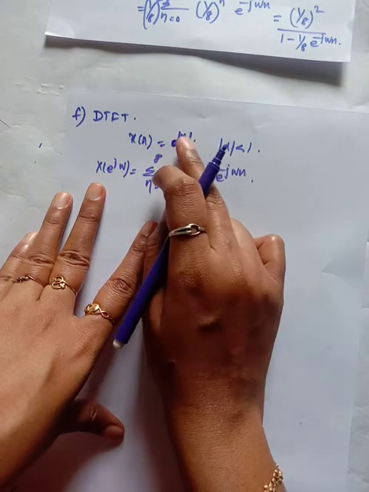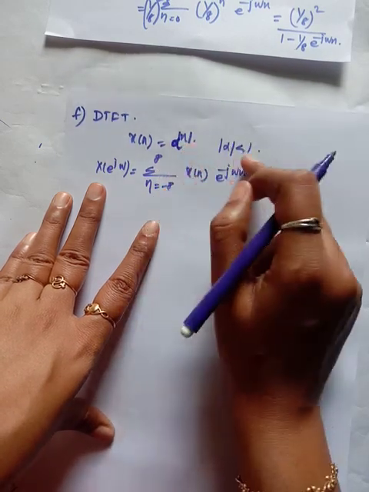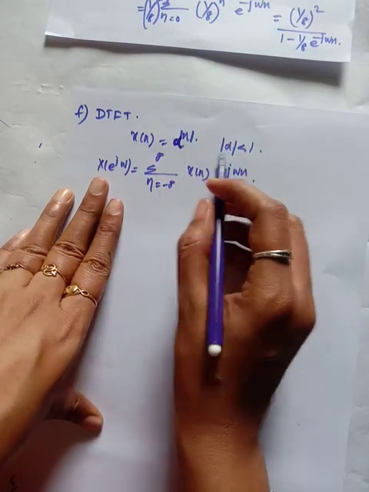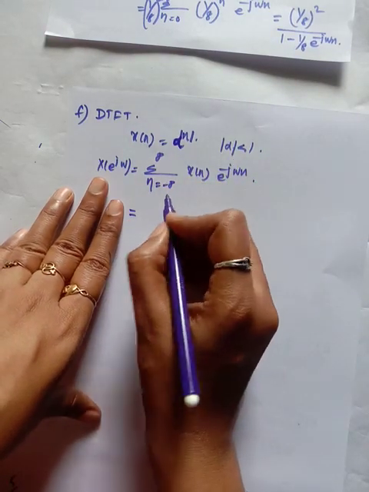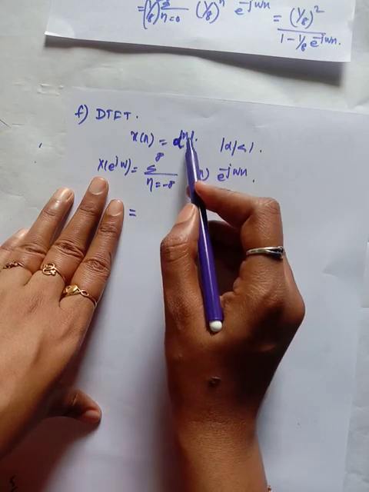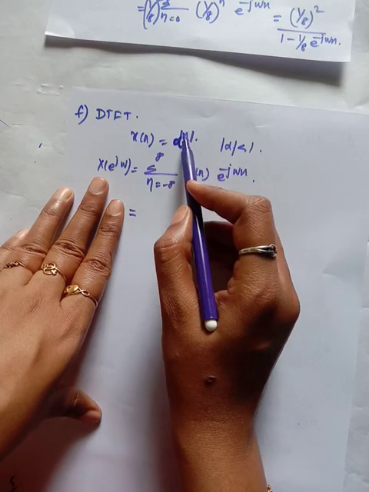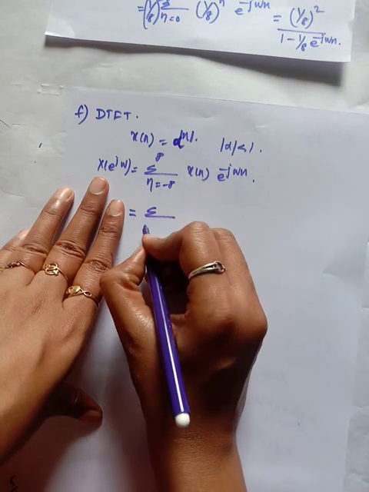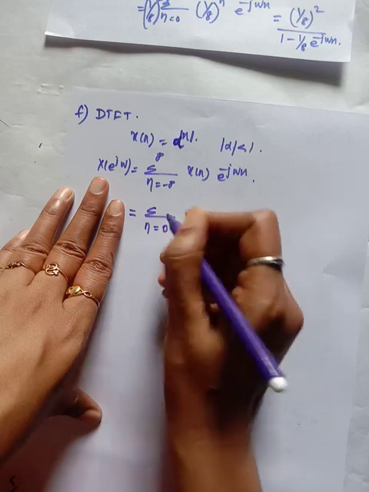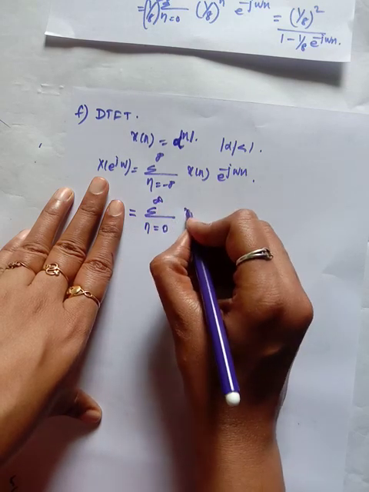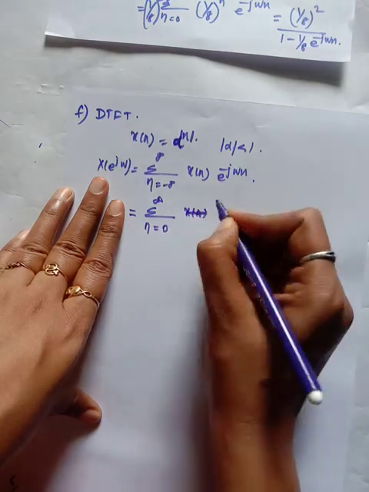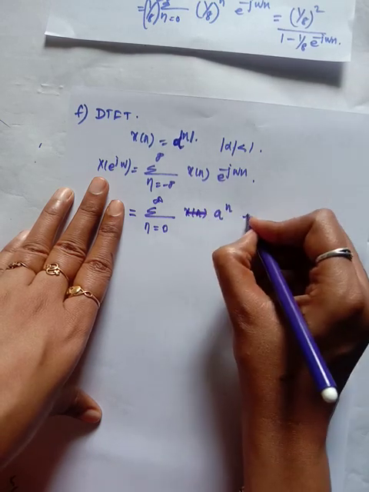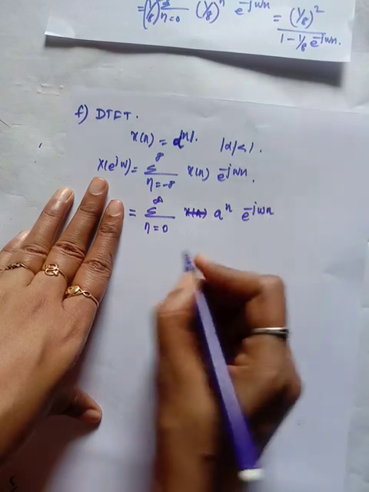Here x of n is alpha to the power mod n, and here alpha is less than 1. Now for both ranges, mod n represents a negative value for the negative side and a positive value for the positive side. Now I am going to split this spectrum. First the positive spectrum is from 0 to infinity, so for this x of n, I have a power n.